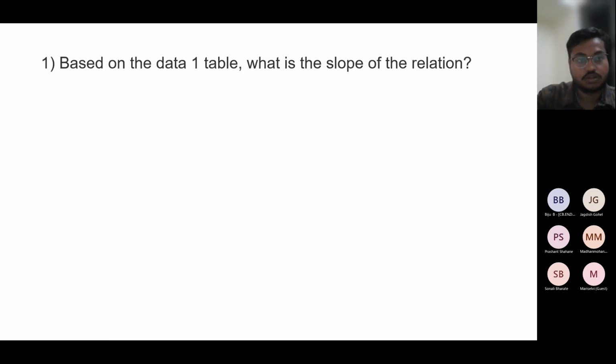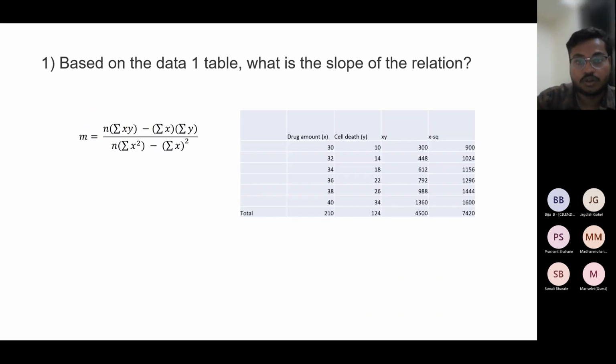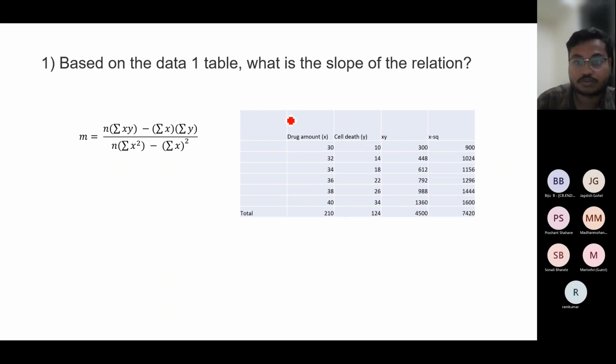The first question here is, based on the data in the table, what is the slope of the relation? For linear regression, if we are given data points x and y, and we know the number of data points, that is n, then we can use this formula to calculate the slope of the linear regression. We know that the drug amount is x and the cell death is the y value, so x is the independent variable and y is the dependent variable.